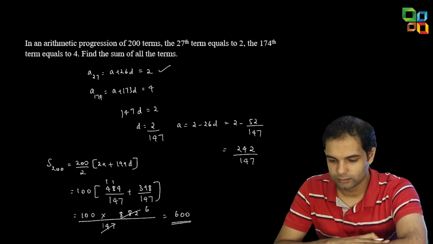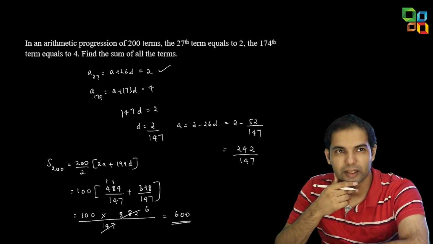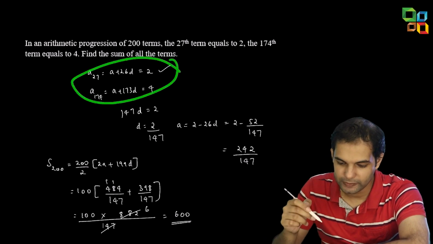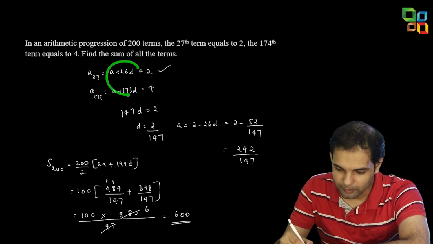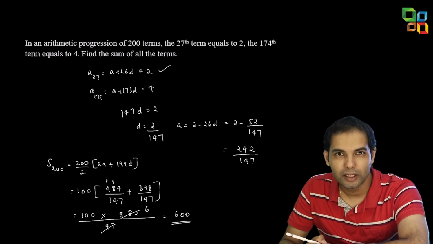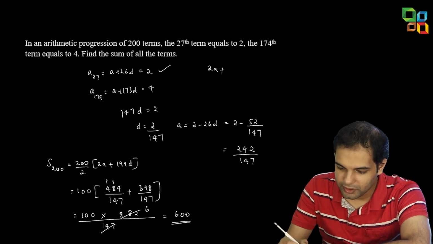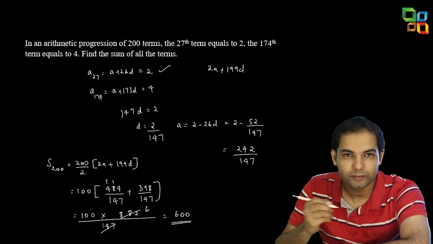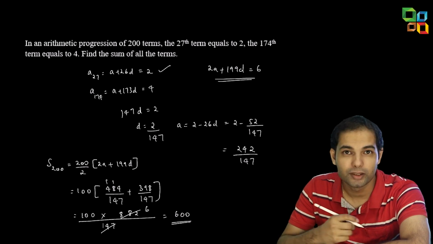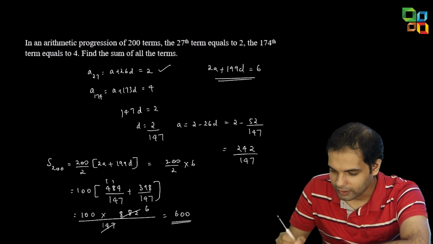Actually, this can be directly found by adding a27 and a174. That's why this problem was given. Not everything needs to be calculated. They specifically gave you these two numbers. Just look at this sum. What you wanted to find in S200 was 2a plus 199d. If you add these two, 173 plus 26 is 199d, so the sum was directly equal to 6. If you simply put 200 by 2 into 6, you'll get 600.